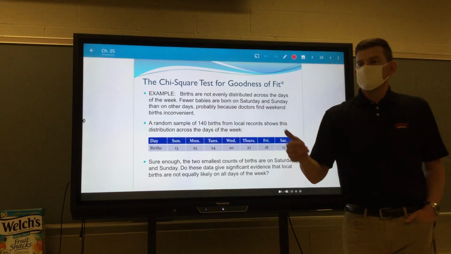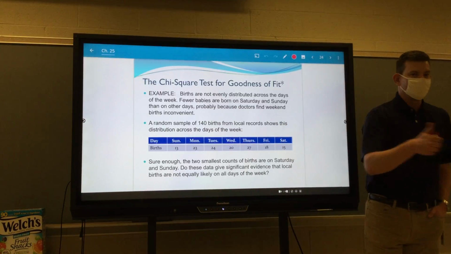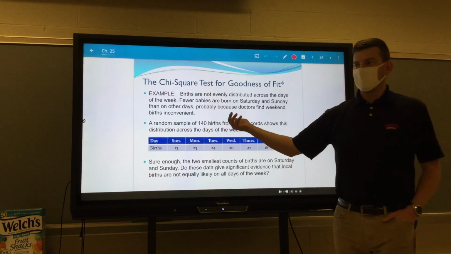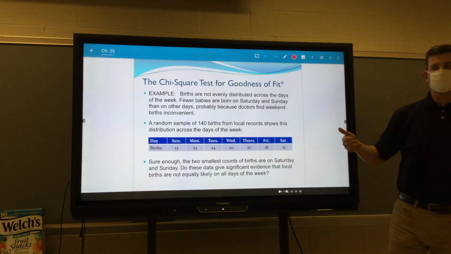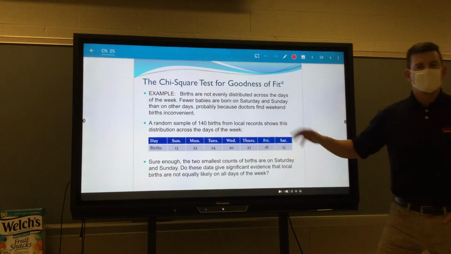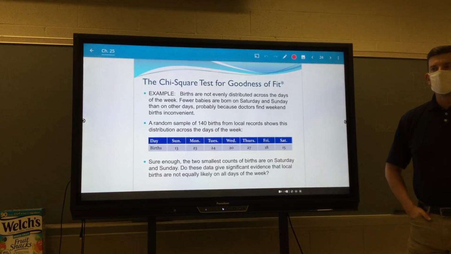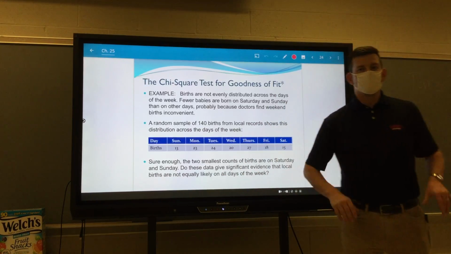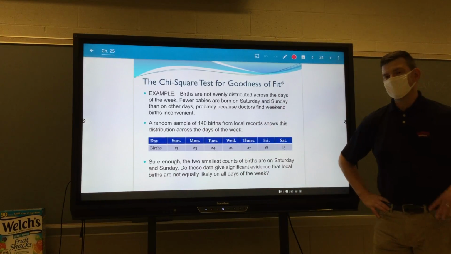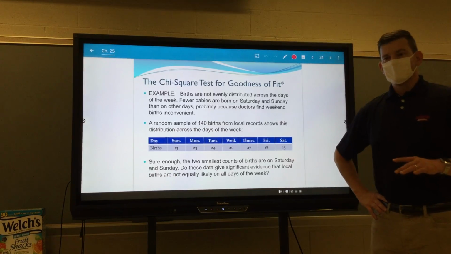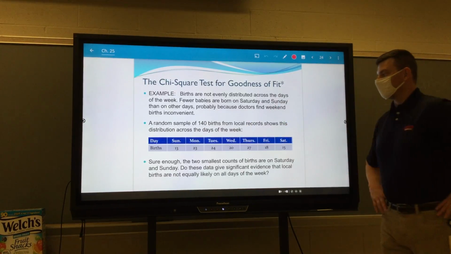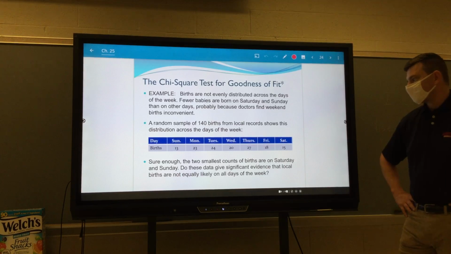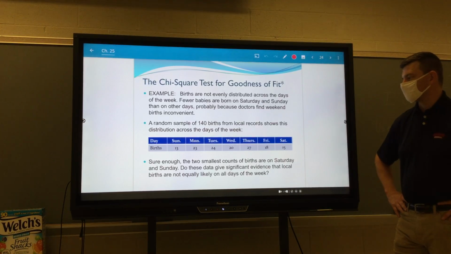However, there are some births that are planned inductions, they are planned C-sections, and the idea is that a doctor schedules that for a weekday to have their weekends free. Or on the weekends they are just dealing with the babies that are coming on their own. So to test this, they took a random sample of 140 births from local records and show this distribution across the days of the week.